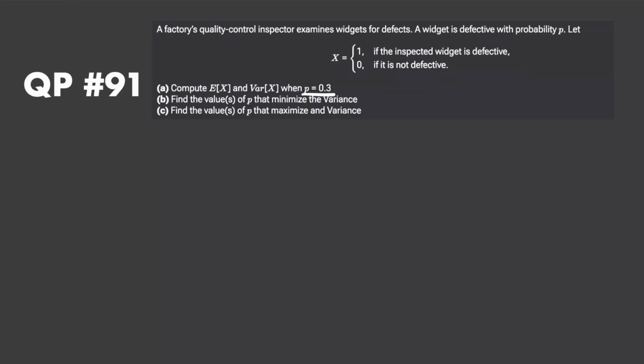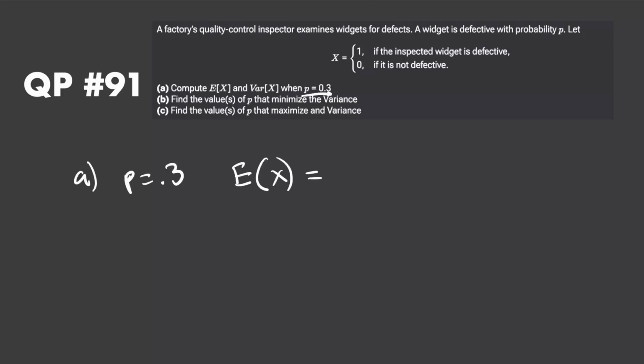And in part A it's giving us that the probability is 0.3 of a defect, so we'll say P equals 0.3, and we want to find the expected value and variance of x. So let's first find the expected value. The expected value of something is just the average value that you expect it to take in the long run. So this is as easy as it's going to get with a Bernoulli.